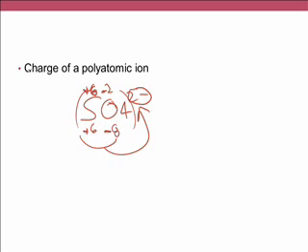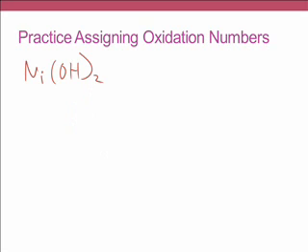Let's try some more. Okay, let's try this one. We'll leave the nickel for last. We'll do the oxygen and hydrogens. So let's just do this. There's 2 of these and 2 of these. We'll just break it up like that so it's easier to see. The oxygen we know from rule 2 is a -2. The hydrogen we know is a +1.